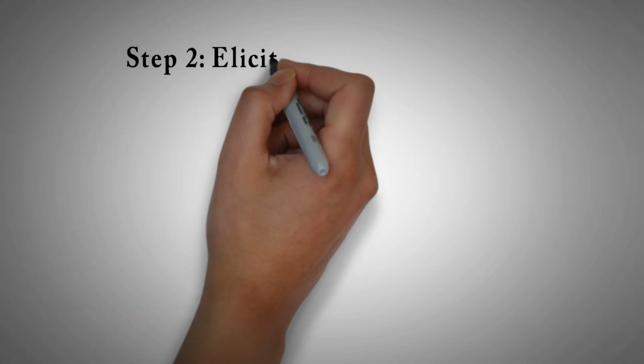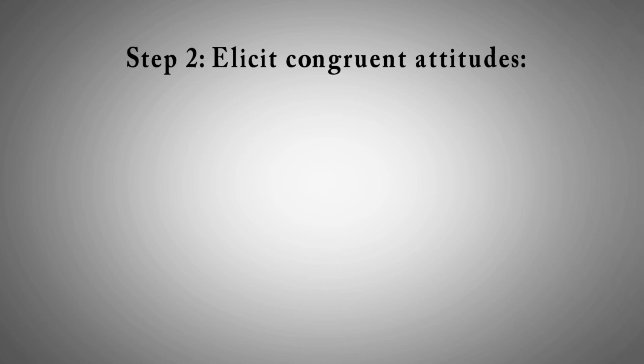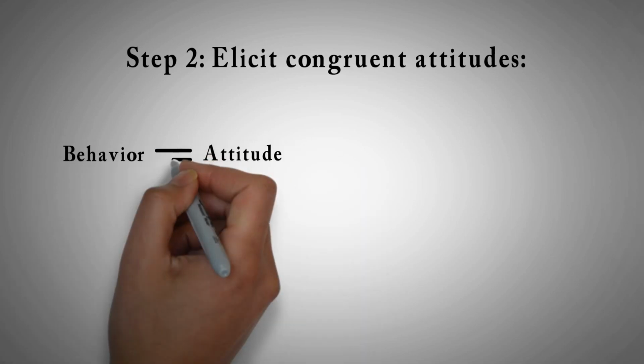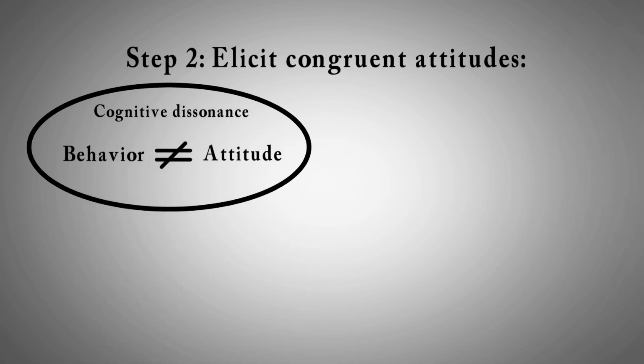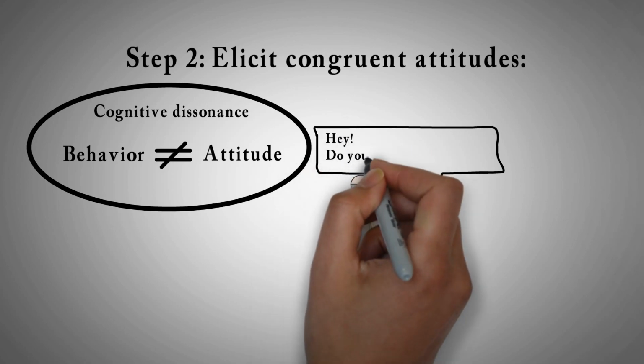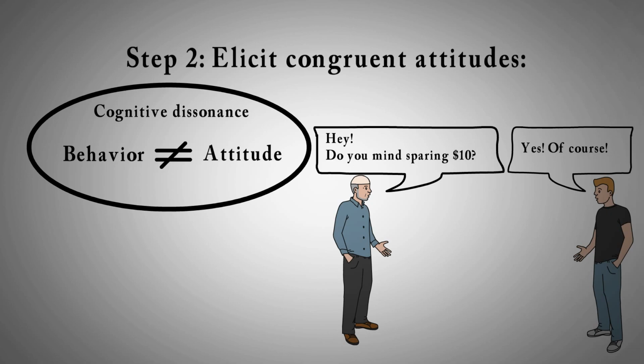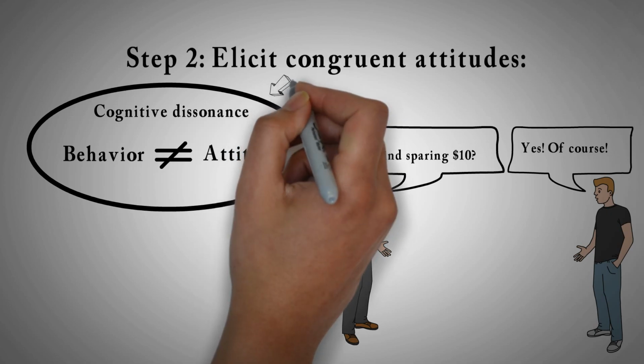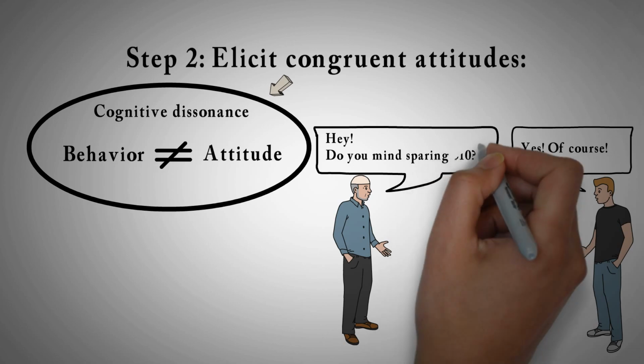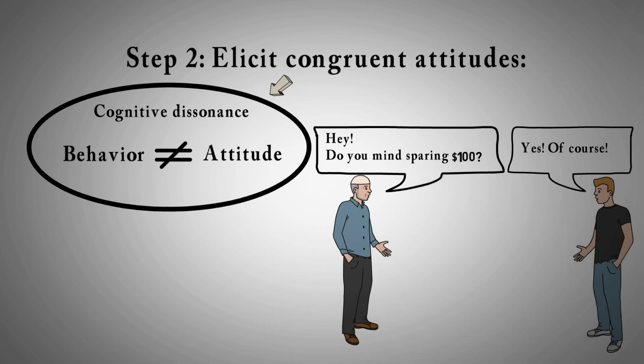Step 2. Elicit congruent attitudes. When people's behavior and attitude doesn't match up, they experience cognitive dissonance. So when you want to ask your friend for $100, then start by asking, "Hey, do you mind sparing $10?" And when he says, "Yes, of course," he will get the attitude of being someone who helps you, because that's what his behavior reflected. And of course he doesn't want cognitive dissonance. If you then ask, "Hey, do you mind sparing another $100?" Then your friend will want to stay congruent with his new attitude of being someone who helps you.